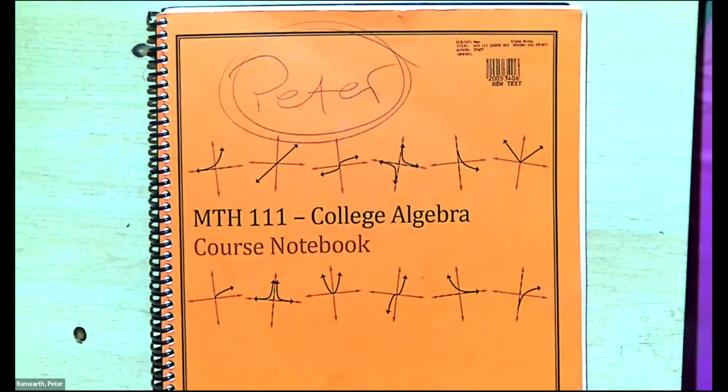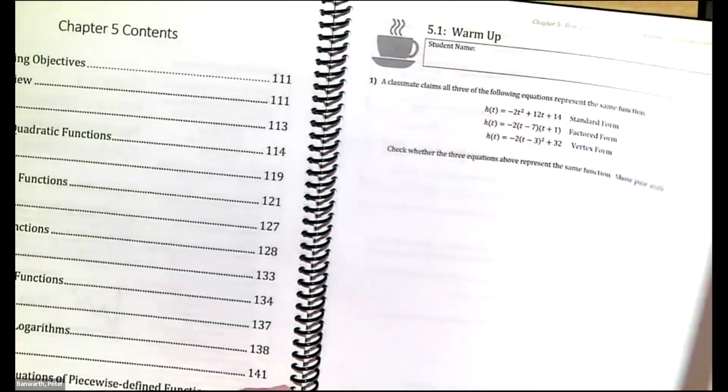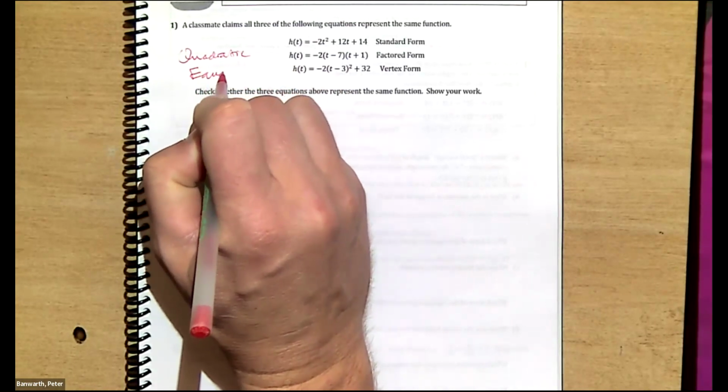Okay, so I want to start by talking through chapter 5, in particular, the warm-up. I'm not going to go through the question as is, but I want to talk about these 3 different forms of a quadratic equation. So first of all, it does not say quadratic equation anywhere, but these are quadratic equations.